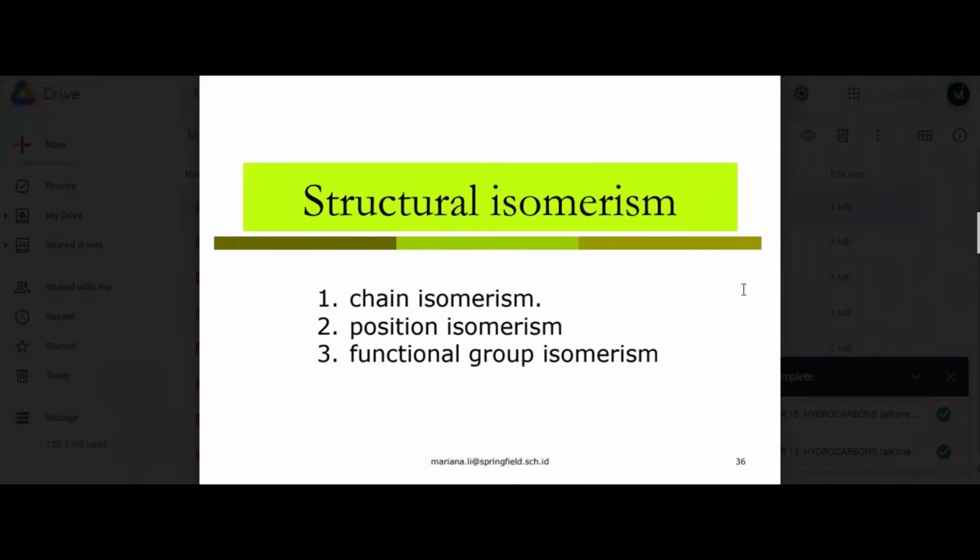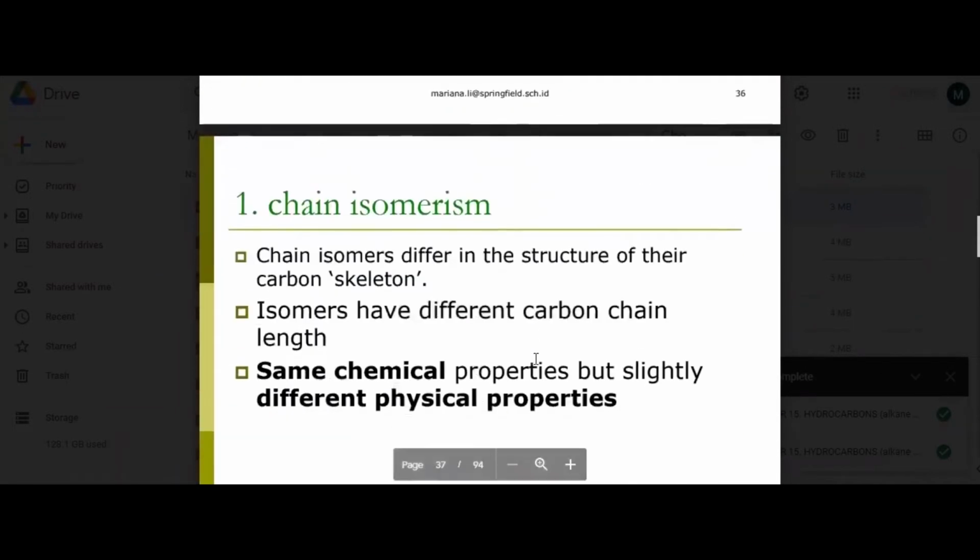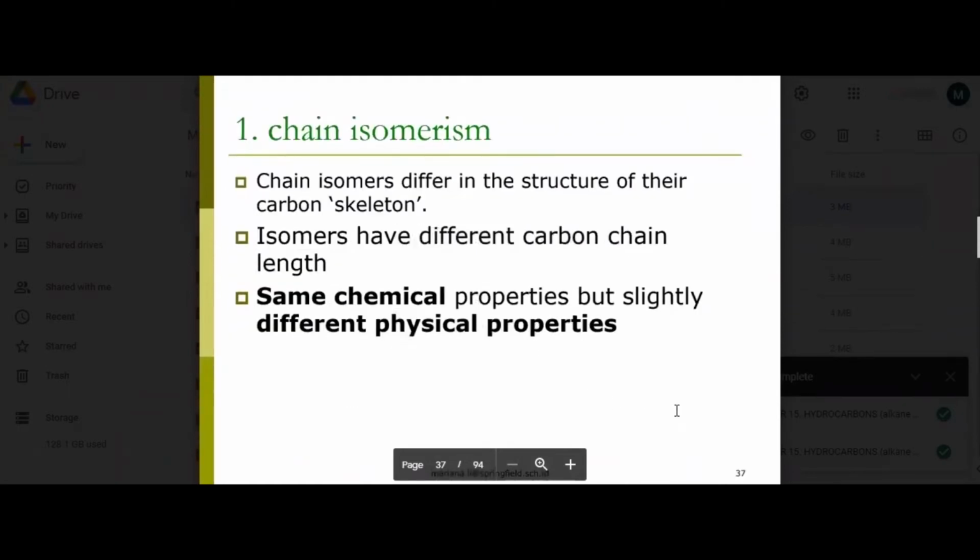I will divide the video into 2 sections. The first section covers structural isomerism, and in the next video, we will cover stereoisomerism. Once again, in structural isomerism, there are chain, position, and functional group isomerism. What is chain isomerism? They differ in their carbon skeleton, how the carbon is connected to another carbon. They have different carbon chains.